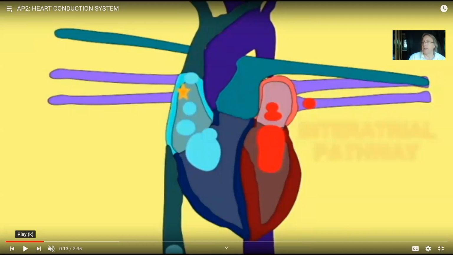Now, in the body, the nervous system does help. It may say, hey, you're exercising now, you need to speed up, or you're at rest, you could slow down. So it can modify the rhythm of the heart, but the heart generates its own rhythm.